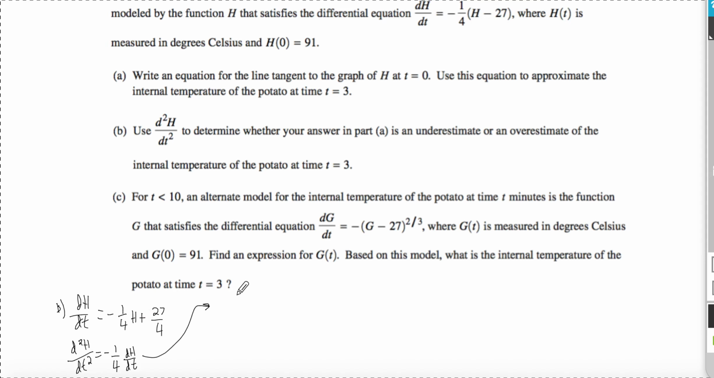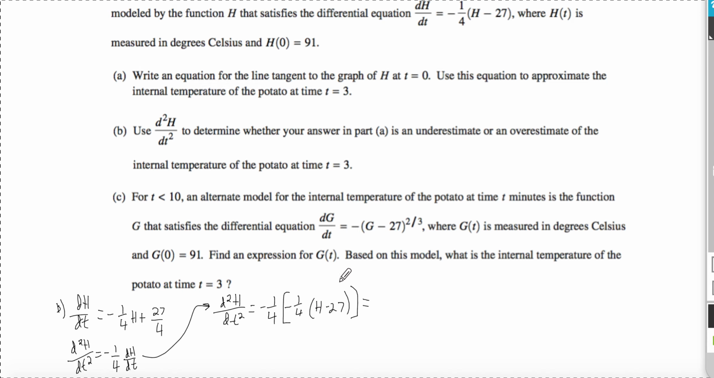So what do I do with this? Do I know dh dt? I do. It's up here. I was actually given it. So what does that mean my second derivative is? My second derivative with respect to time is going to be negative 1/4 times dh dt, which is negative 1/4 times h minus 27. What does that mean?